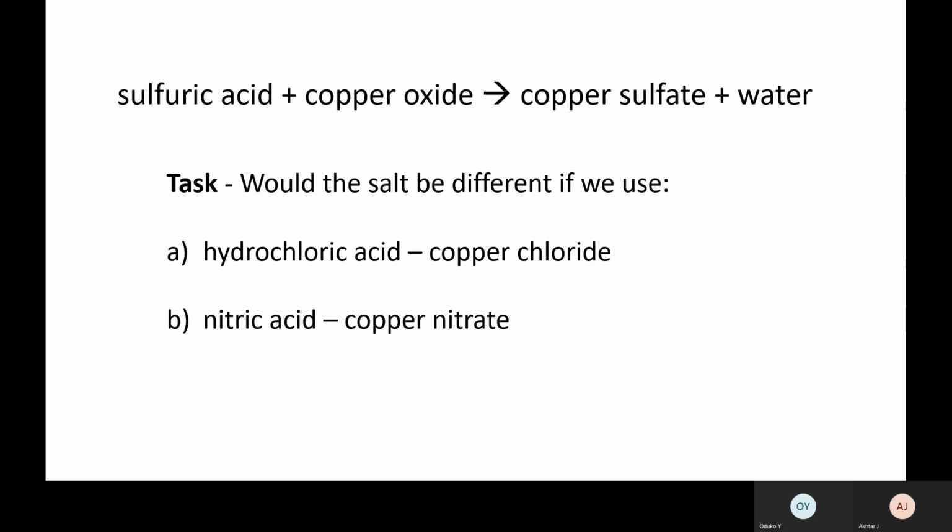Right, yes, of course. If you change the acid, the salt formed would be different. Because remember, half of the salt comes from the type of acid. So although you could still use copper oxide, if we use hydrochloric acid, we'd make copper chloride, and if you use nitric acid, you'd make copper nitrate. So yeah, the type of acid used will determine what salt is made.